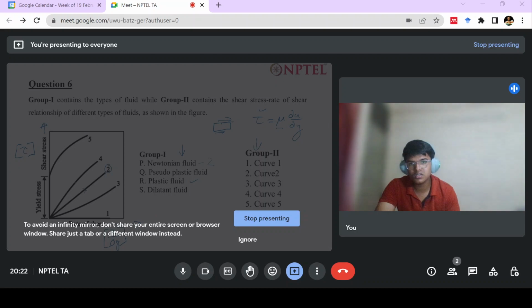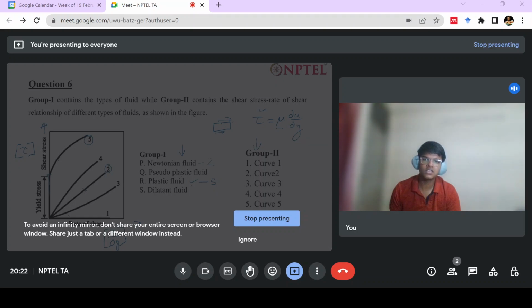So the curve that corresponds to that is curve 5. Why? Because after a certain amount, here it is mentioned as yield stress, after a certain amount of stress, when we provide more stress, only then does the rate of shear take place. There is a rate of shear. So this is called a plastic, and it is represented by 5. So what is a pseudoplastic fluid?